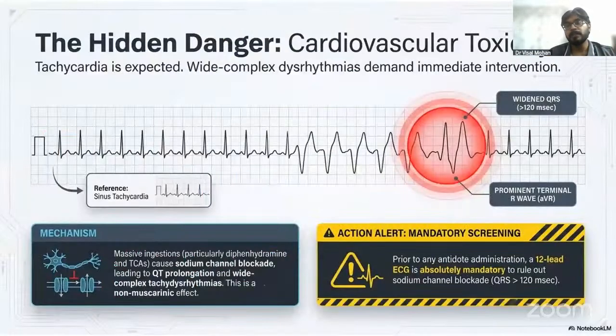Along with these symptoms, the patient also shows ECG changes, as we discussed before, especially with diphenhydramine or a TCA. The patient will have sodium channel blockade, especially in the cardiac membrane, which causes a prolonged QRS of more than 120 milliseconds, QT prolongation, and sinus tachycardia. This is not a muscarinic effect; it is because of sodium channel blockade. So in every patient who presents with toxicity, we need to make sure we get an ECG evaluated even before we start deciding on an antidote. ECG is very important in these patients.